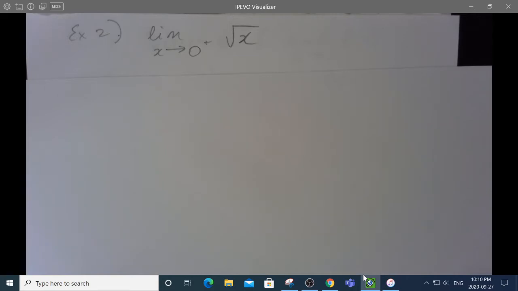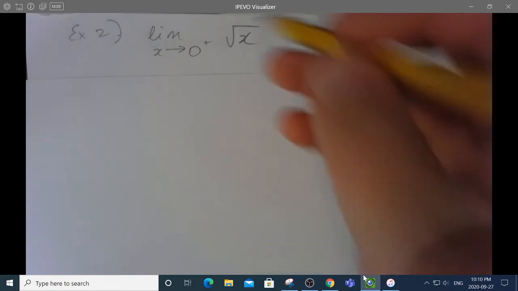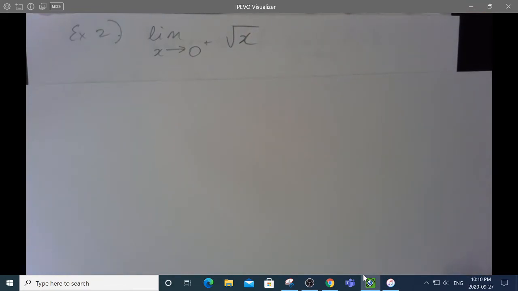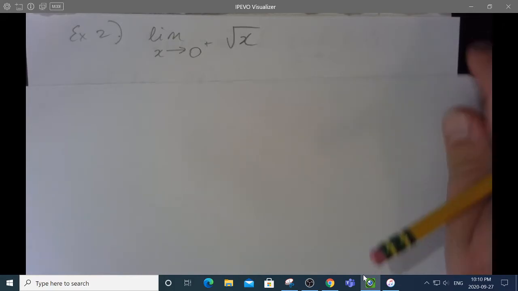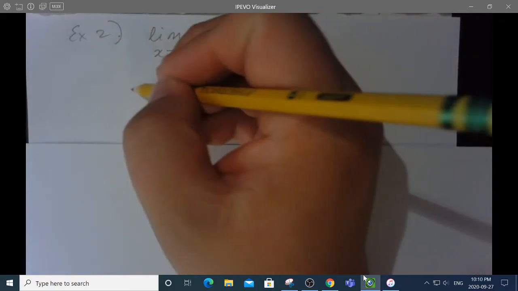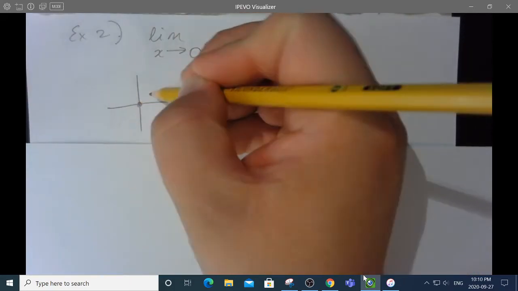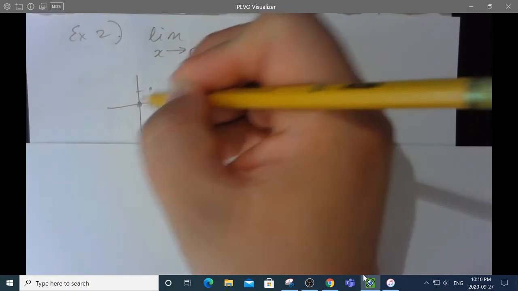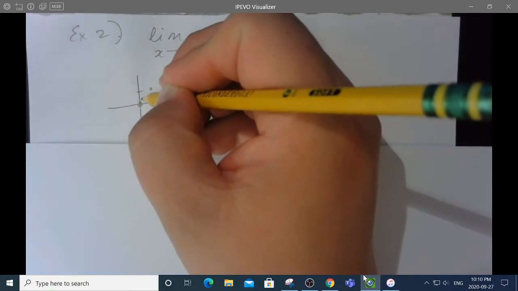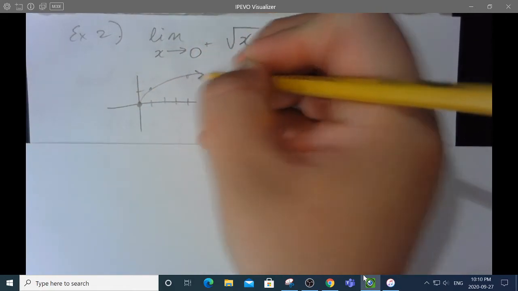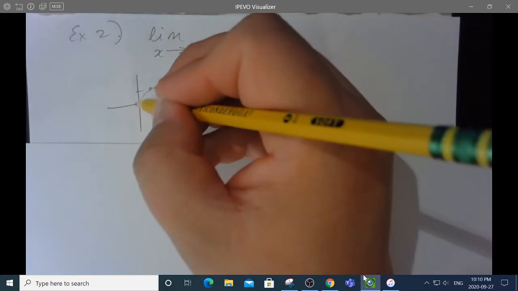Because think about it, it would be ridiculous to even talk about this as a limit as x approaches 0 from the left, because if you graph this, the square root of x starts here, and then it goes 1 over, 1 up, 4 over would be 2 up. It would go like this, right? Because remember, why is there no graph over this way?